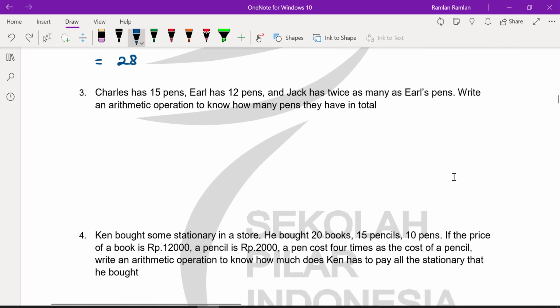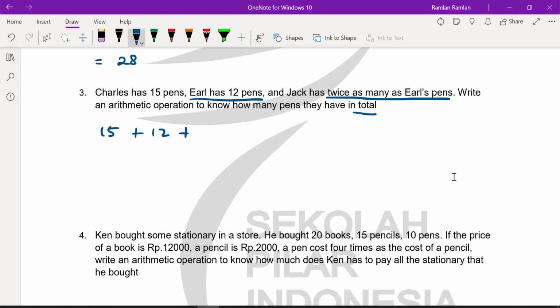Charles has 15 pens, Earl has 12, and Jack has twice as many as Earl's pens. Write an arithmetic operation to know how many pens they have in total. Then again, guys, you only need to write the numbers, right? So the first one is Charles has 15 pens, so it's 15, and then Earl has 12 pens, which is plus 12, and then Jack has twice. What does twice mean? Twice means to multiply, right?